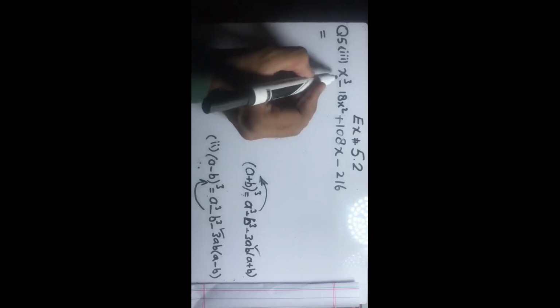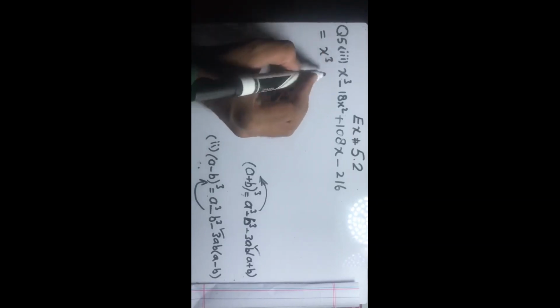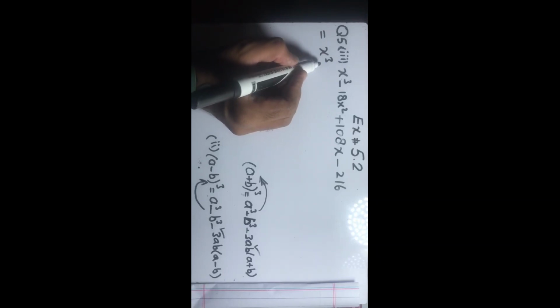Now we are solving part number 3 of question number 5. Part number 2 is same as part number 1. Now in this question, first of all we place x cube. Now we place the b term.